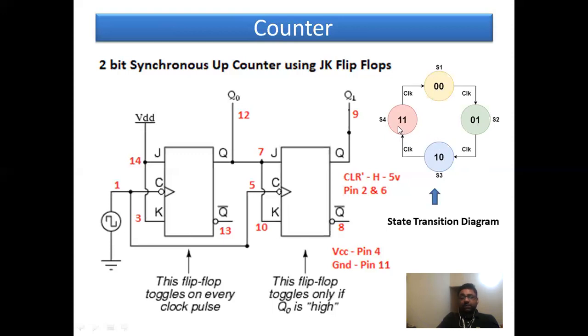Fourth state is 1, 1. That means it is 3. Then after that it will go back to 0. So what is it counting basically? It is a 2-bit synchronous counter. So it will count only 2 bits. So 0, 0, then 0, 1, then 1, 0, then 1, 1, then finally it will go back to 0, 0. So it will go on like this.